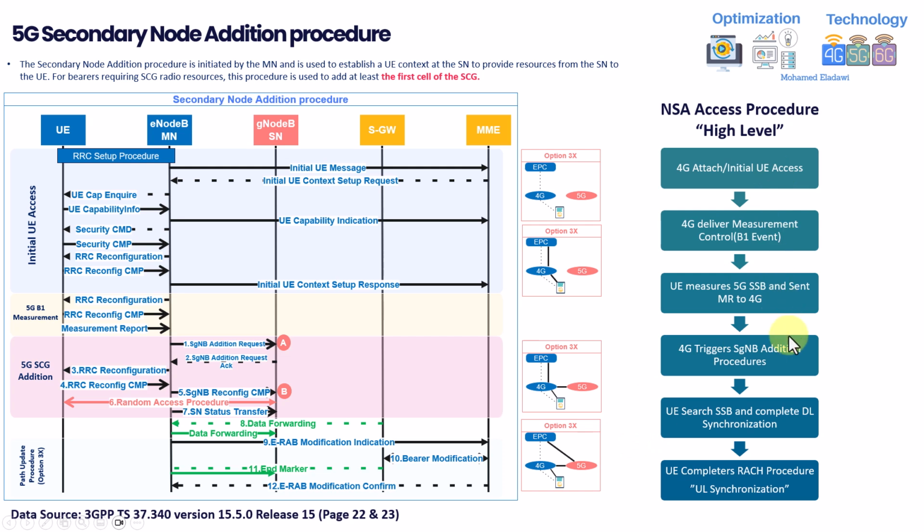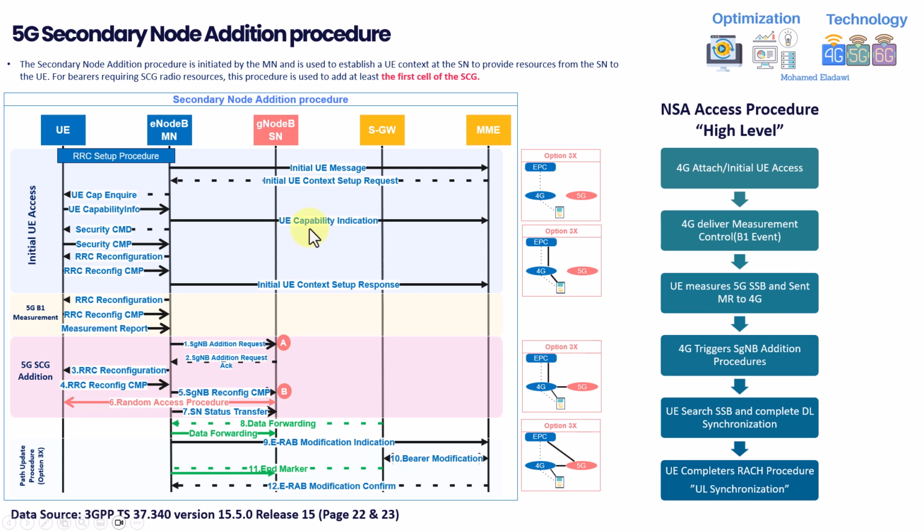So as you can see, at a high level, once we reach this SgNB addition procedure, this SgNB addition request acknowledgement and RRC configuration will be containing all the information about the SSB. So the user will start searching for the SSB and complete the downlink synchronization. Once the downlink synchronization is completed, after that he will start the RACH, then it will be uplink synchronization. So this is the high level.